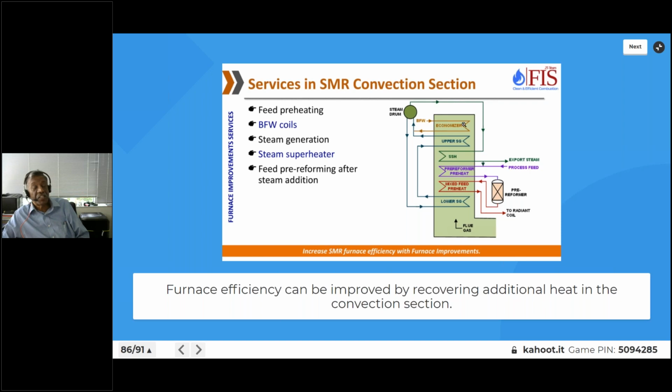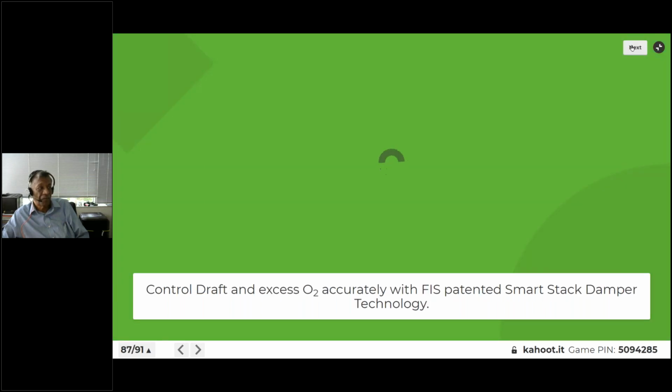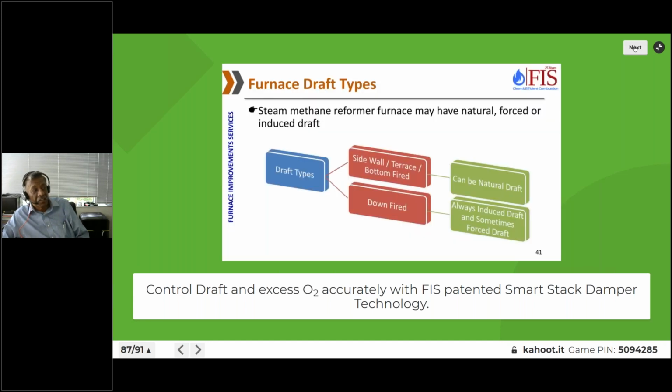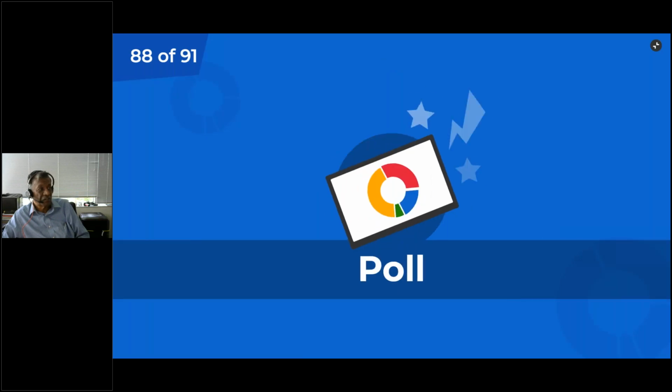And then the convection section, we will talk more about convection section later. It is very large and has a lot of services for recovering the maximum amount of heat from the flue gases, generally steam generation. So furnace draft could be bottom induced draft or natural draft. And there are some furnaces which could be even balanced draft, down fired reformers. You can have air preheat, and then you have the forced draft firing and the induced draft. So we can have both types of furnaces, natural draft or balanced draft.